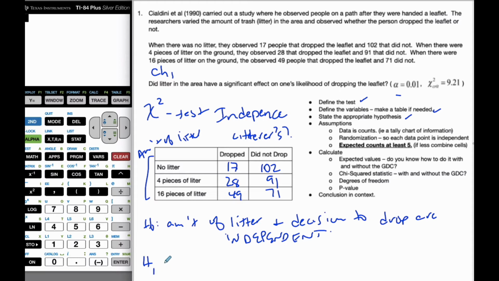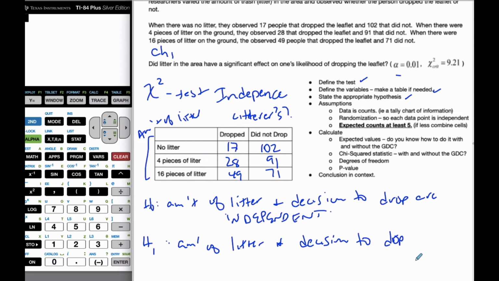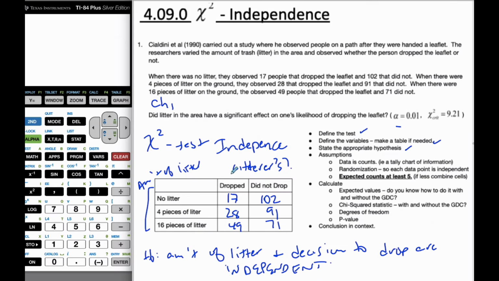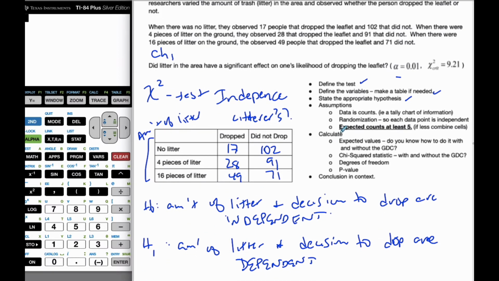The alternative is that the amount of litter and the decision to drop are associated or are dependent on each other. Okay, and so keeping track of which is the null and alternative, the null is always the name of the test. That always helped me figure out how to keep track of which one I was going to try to do. All right, and so we've done that.